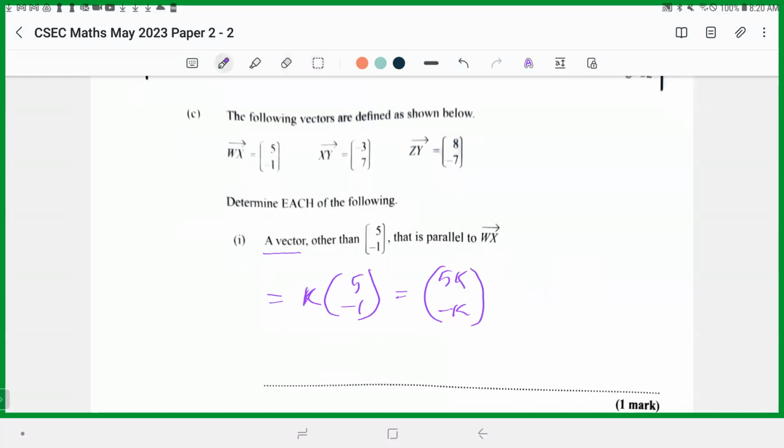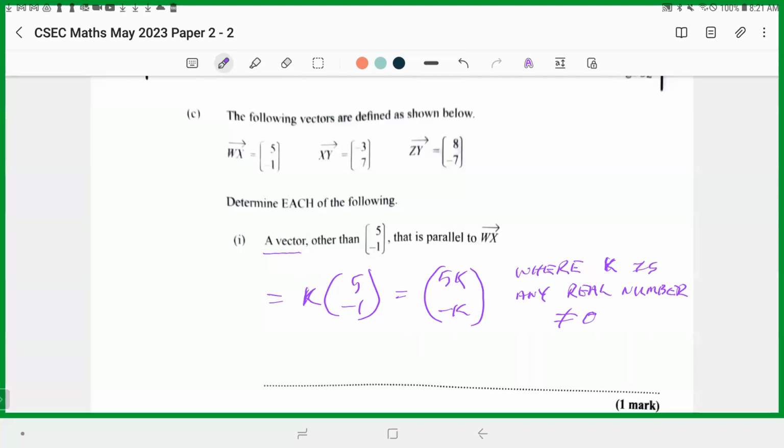So you can say where k is any real number. You want it not 0, right? Any real number, because if you have 0, you don't have a vector. Any real number that is not equal to 0, positive or negative. It can be negative too, because the negative means that it's going in the opposite direction, but still parallel.